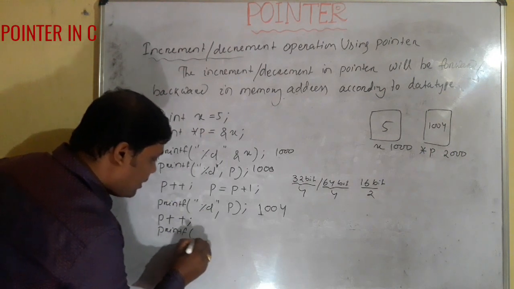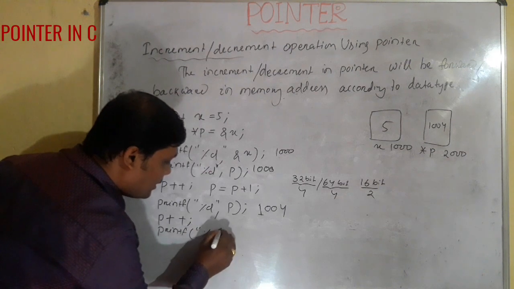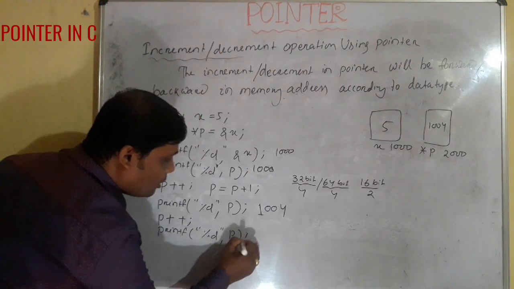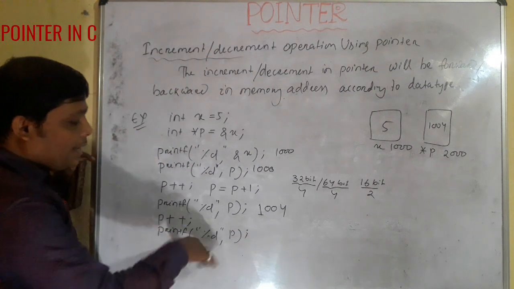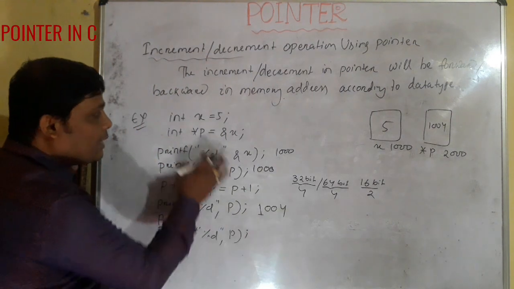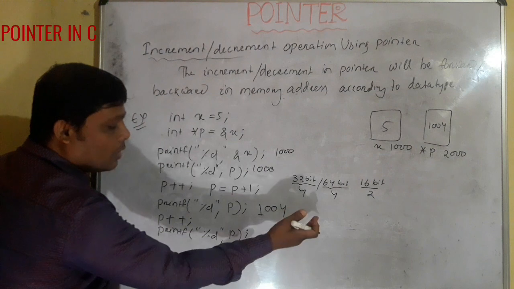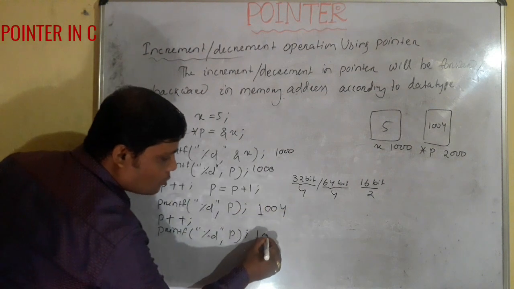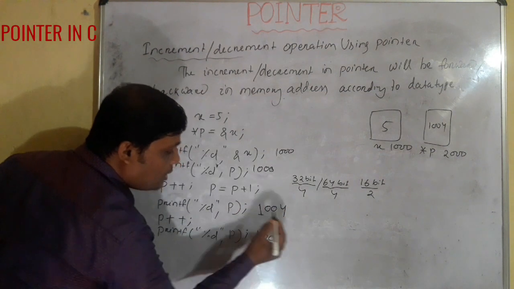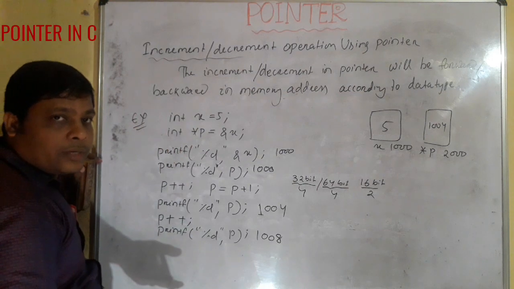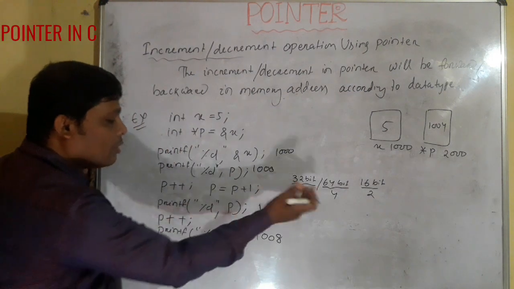Just tell me, printf percent d, then p, what will it print? It will again move forward by the size of the data type, which is 4 bytes. So it will be forwarded 4 bytes, and the next address will be 1008. Clear? In this way it will be forwarded.